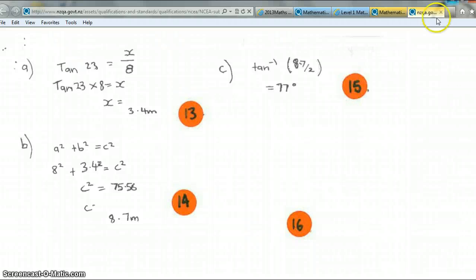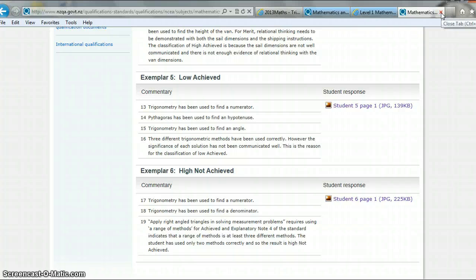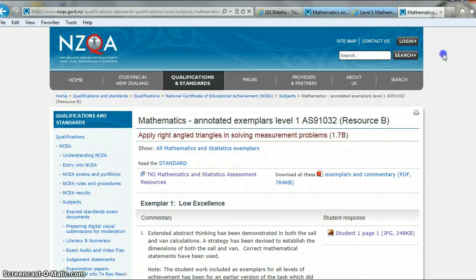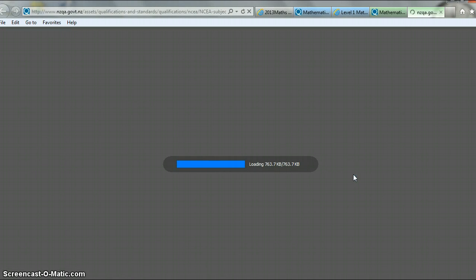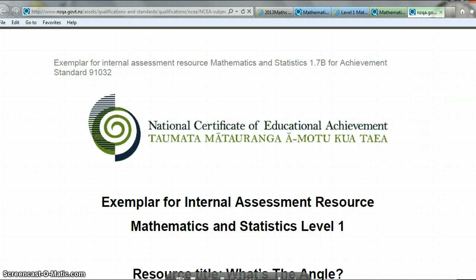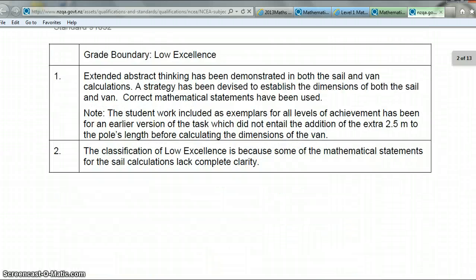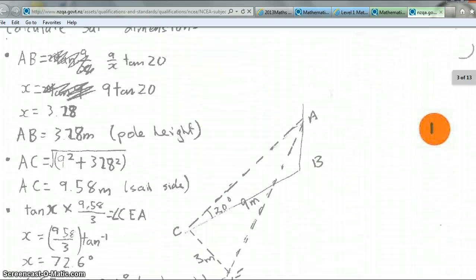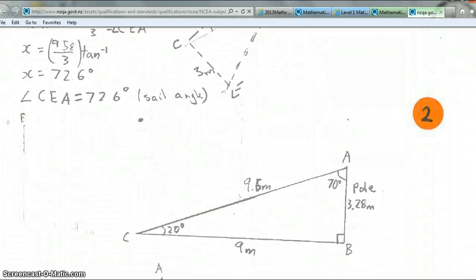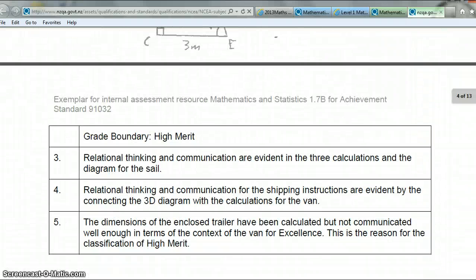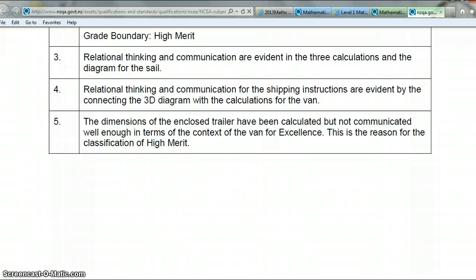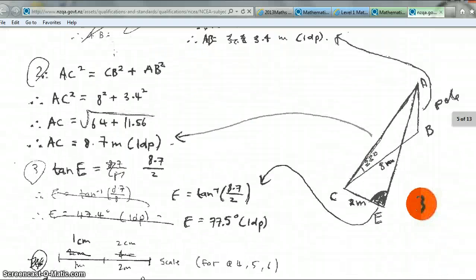Okay. Now if we go up the top, you can actually get all of the exemplars for that standard in one big document, which is quite handy. You need to bring your own paper for this. So here's the actual thing. Now that one there, high merit. This next one.